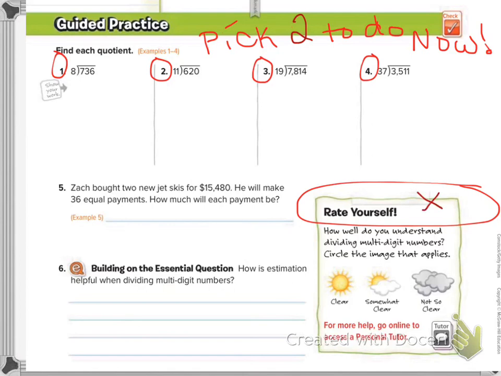I also want you to rate yourself. How well do you understand dividing multi-digit numbers? Circle the image on how you feel. It's really clear, you understand it. It's somewhat clear, you got it, but you need more practice. Or it's not so clear, you might need just a little bit more help. Circle that in your book. You're going to do all of this in your book. So you're going to pick 2 to do right now out of these 4 problems, do them right in your book and rate yourself.